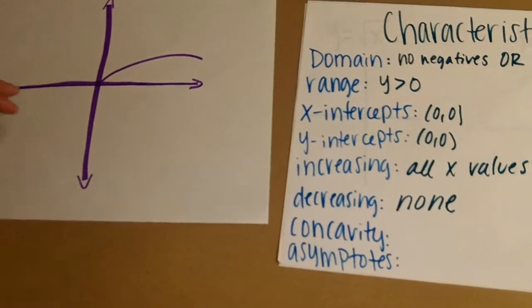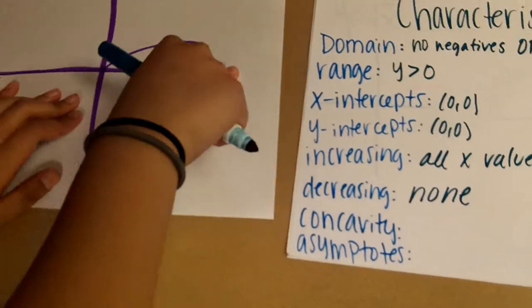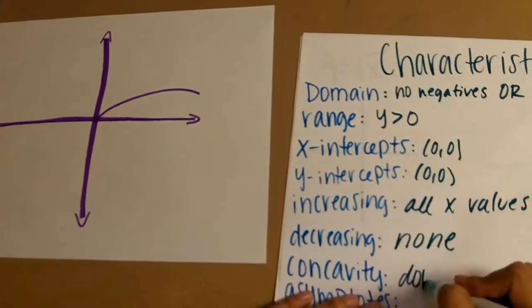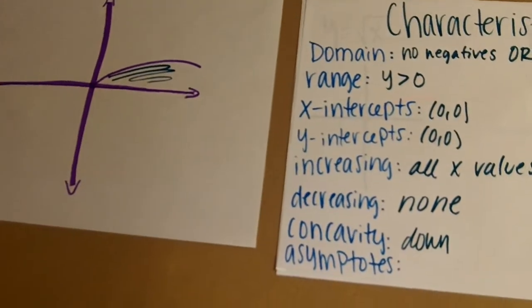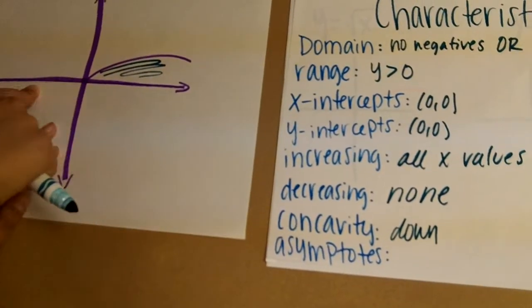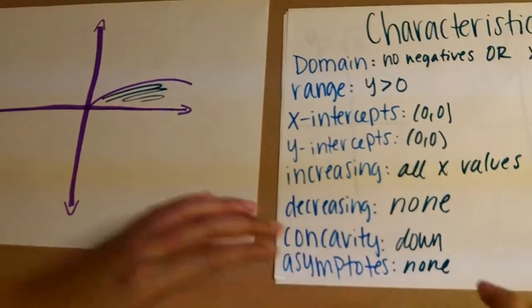Concavity, if you notice, even though the graph is going up, or in this case the curve is up, the concavity is down. And this right here would be the concavity. And asymptotes, the line does touch the x-axis at one point, so it has no asymptotes. You can just write none.